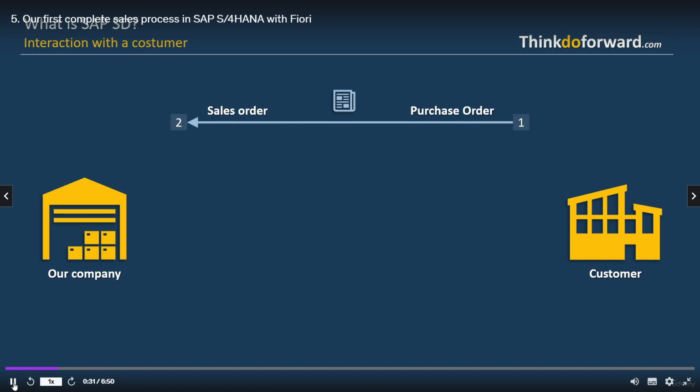The customer places a purchase order and sends it to our company. We are the selling company, and in our system this order is a sales order. From the perspective of a customer, it's a purchase order. From our perspective, it is a sales order. So the customer places an order and we receive the sales order.